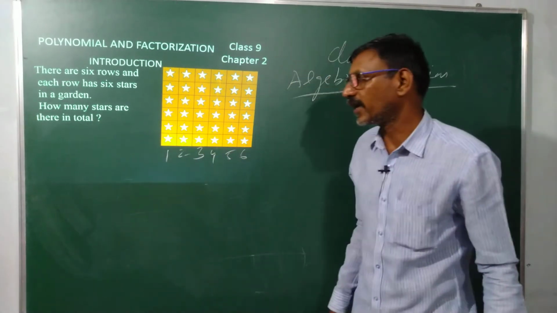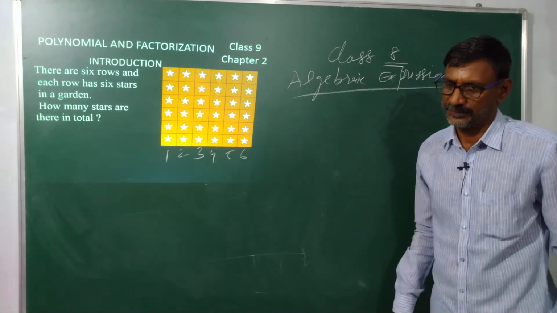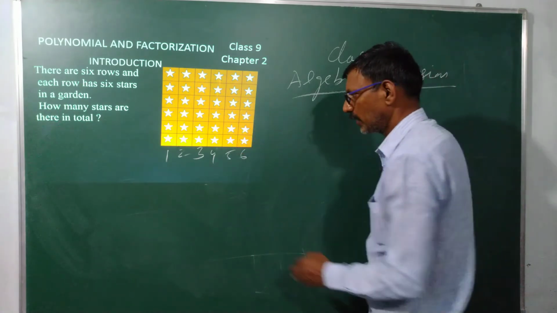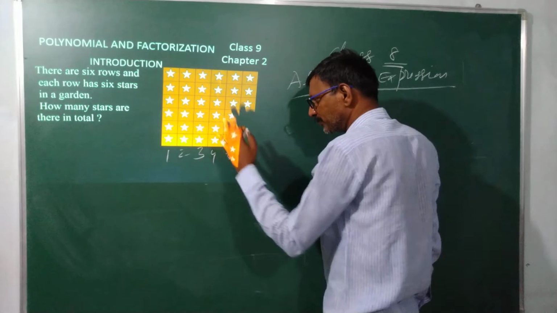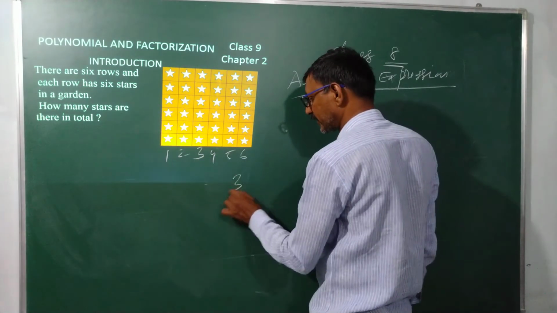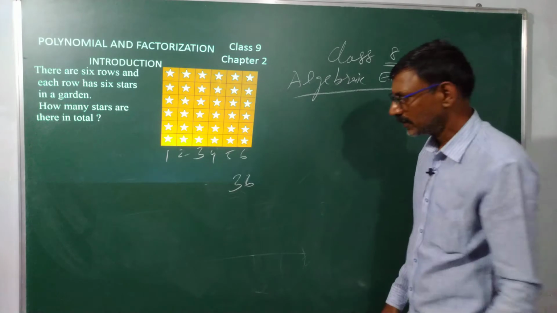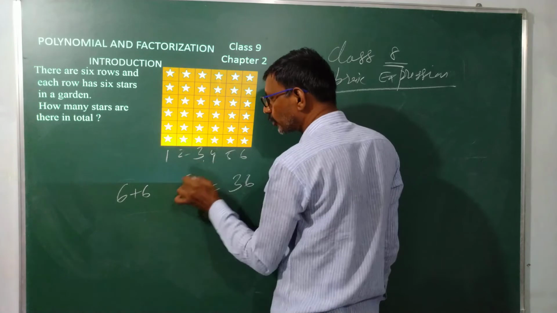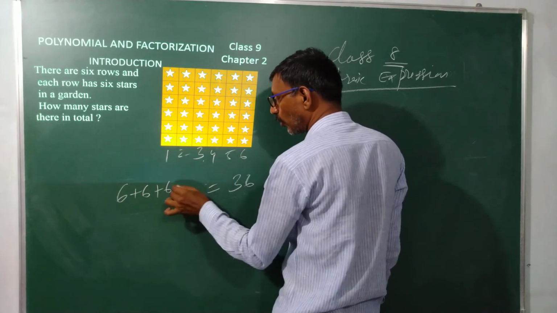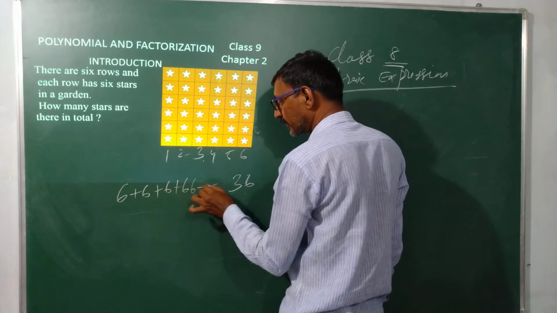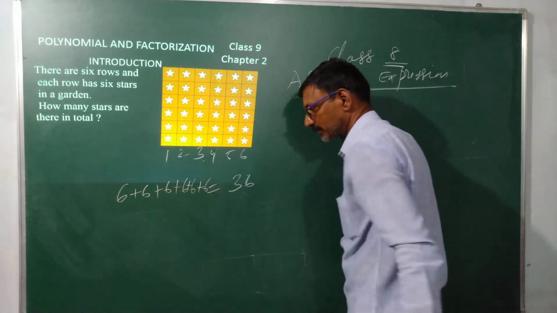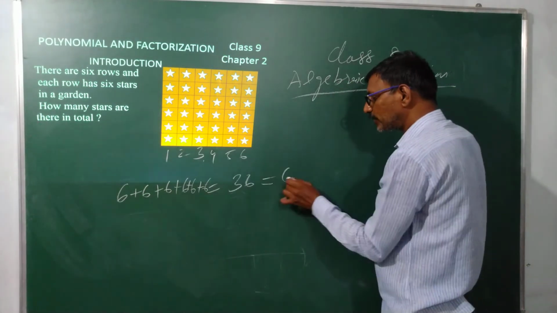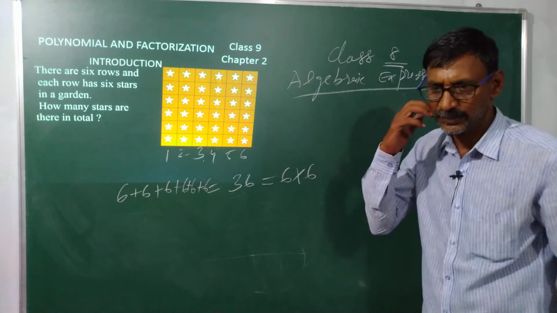How many stars are there in total? Very simple, we can tell this answer very clearly. This is 36. 6 sixes are 36. See, in this row 1 six, in this row 1 six, and in this row 1 six, and in this row 1 six. 6 plus 6 plus 6 plus 6. 6 into 6, 6 times 6, that is equal to 36.